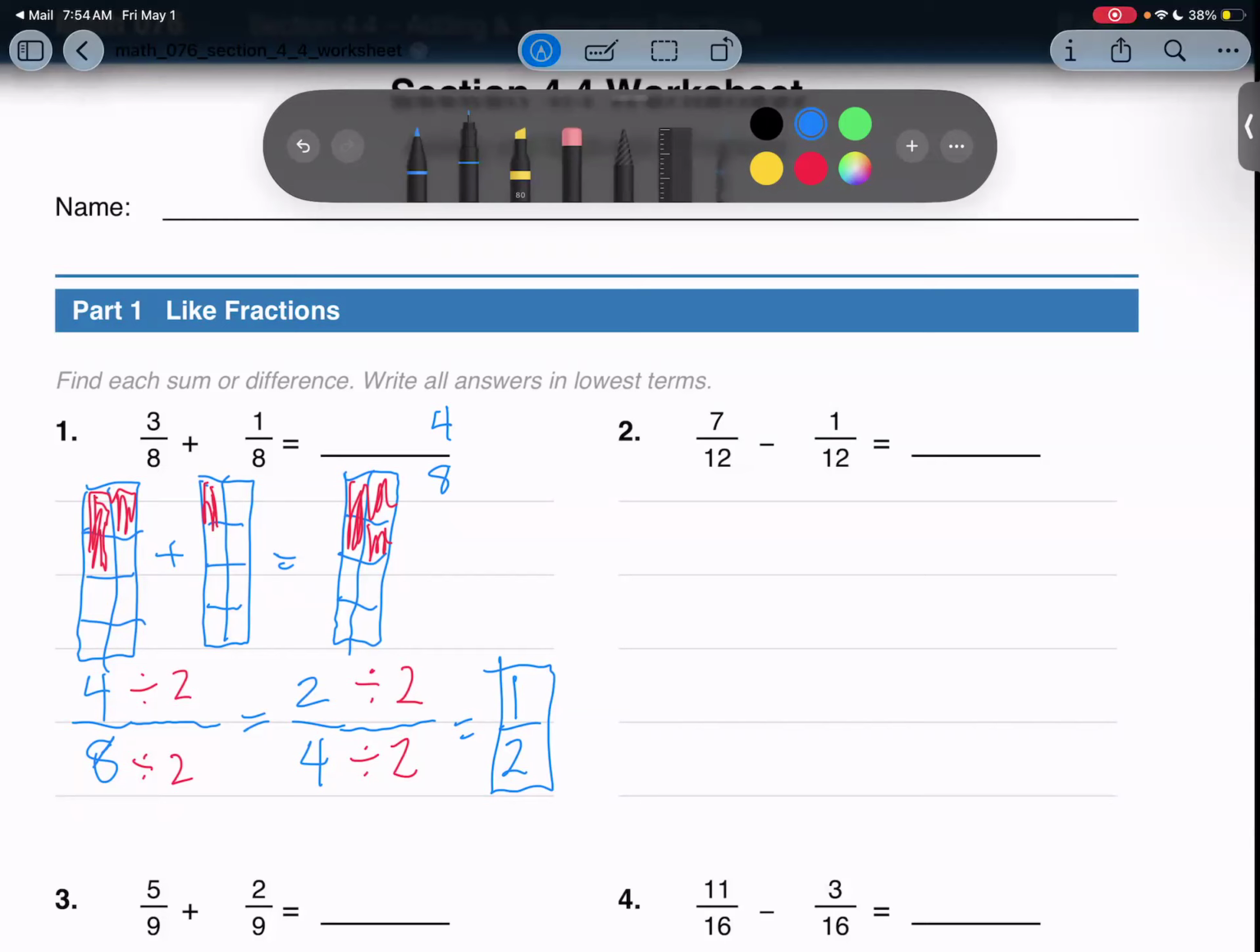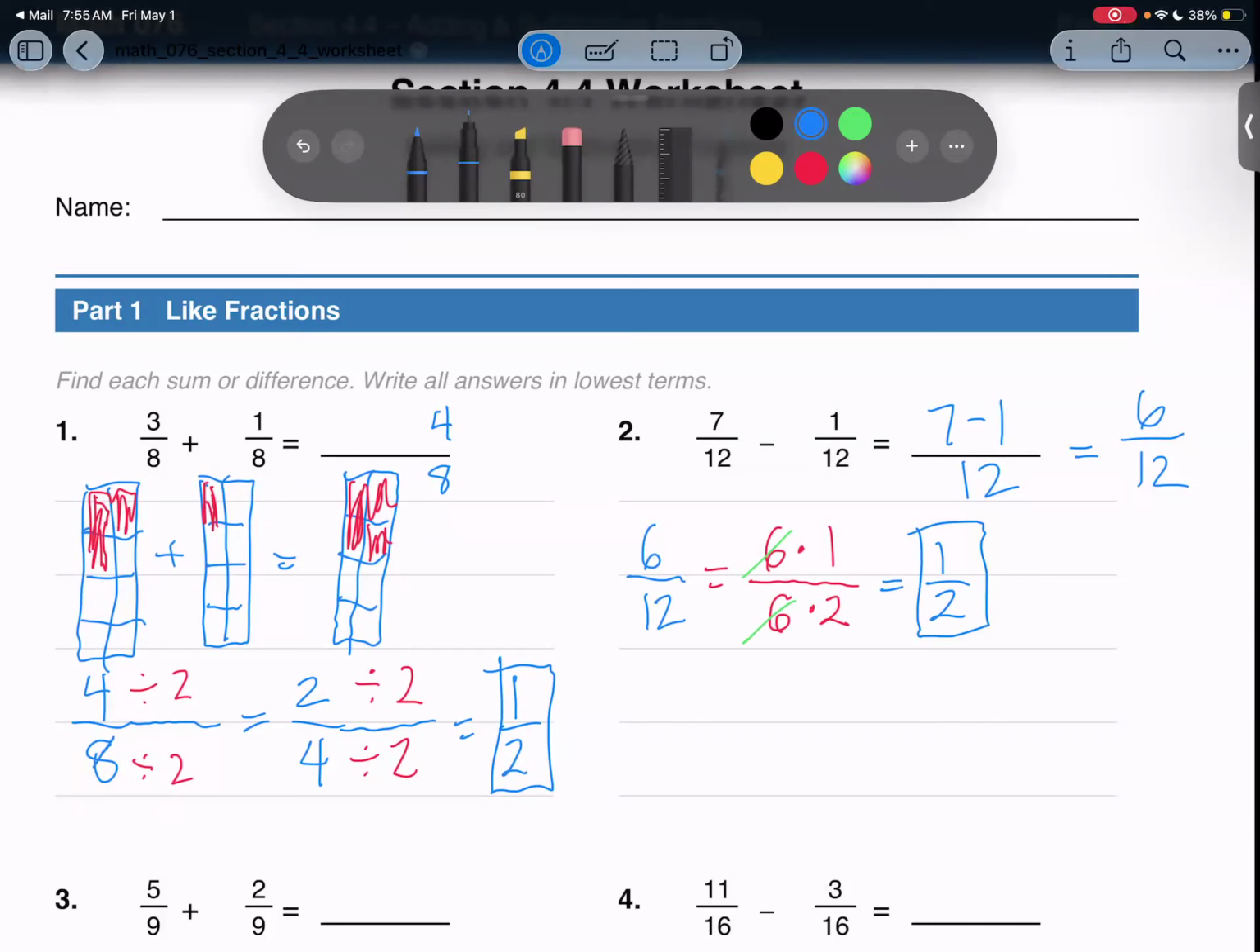Okay, so number 2, first I look at my denominator. They match. So my denominator is going to be 12. And then 7 minus 1 gives me 6 over 12. Now, can I reduce 6 over 12? Yeah, I definitely can. I know this 6 goes into both terms. So I can rewrite this as 6 times 1 over 6 times 2. And then I get to cancel. My 6's cancel. Whoosh, whoosh, and I'm left with 1 over 2, 1/2.